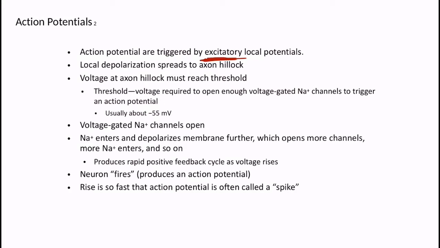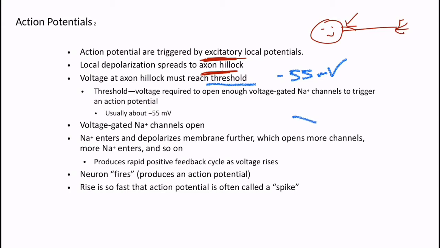So local depolarization is going to spread to the axon hillock, if you remember. If there's a neuron, the axon hillock is that large area right before we go into the long spread of the axon proper. What has to happen is we do have to reach threshold. And if you remember threshold, that's our negative 55 millivolts in that area. So as soon as we've pulled ourselves out of negative 70 millivolts and we've reached that threshold, we will be able to move into an action potential.